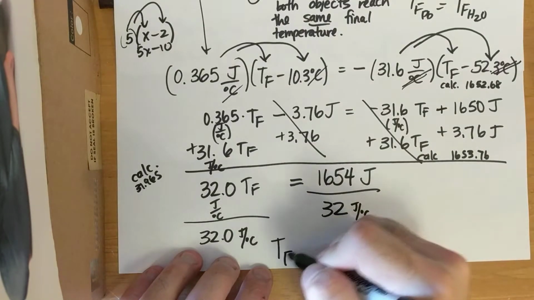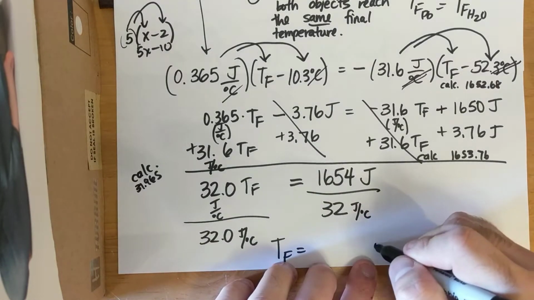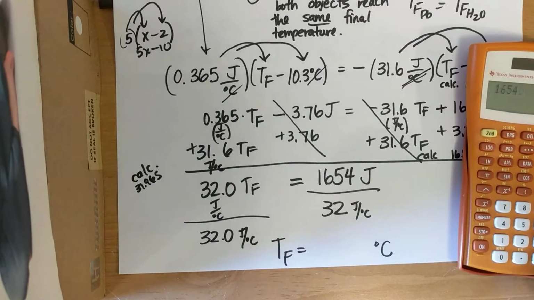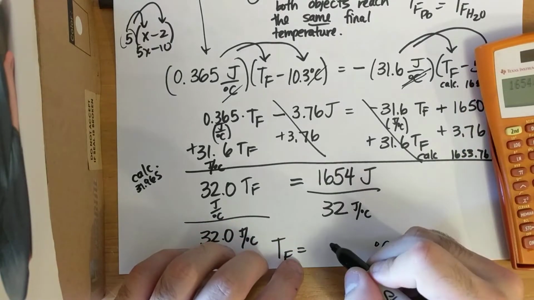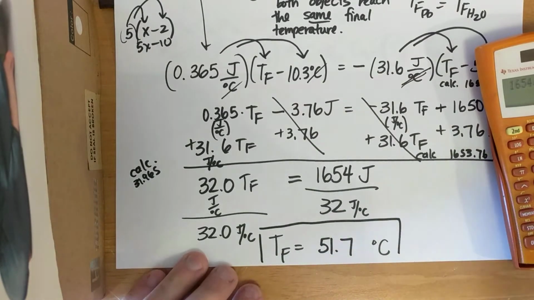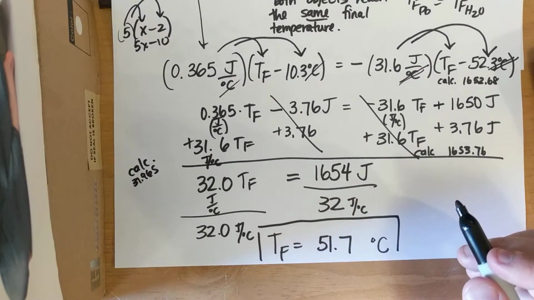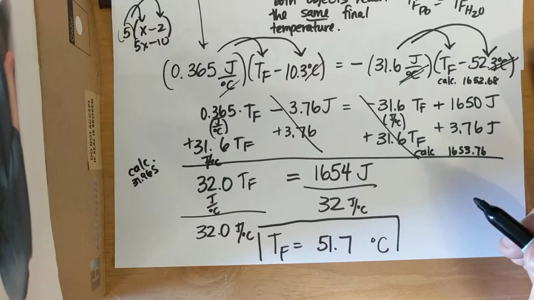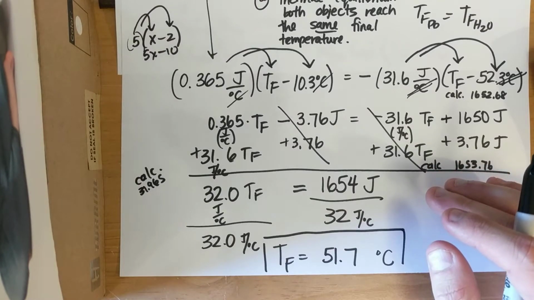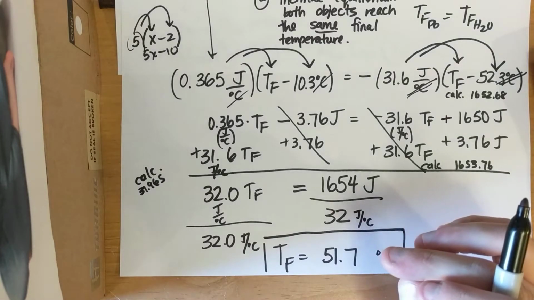If I do all of this correctly and divide both sides by 32, not only will I get the correct units of degrees Celsius, I'll get the correct answer: 1654 divided by 32. For 3 sig figs, I get 51.7 degrees Celsius. So my final temperature for both objects is 51.7 degrees Celsius. It looks like the lead gained a lot more temperature, and the water only lost a little bit of temperature.